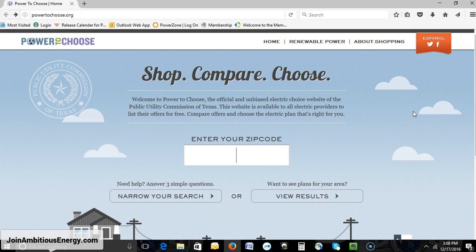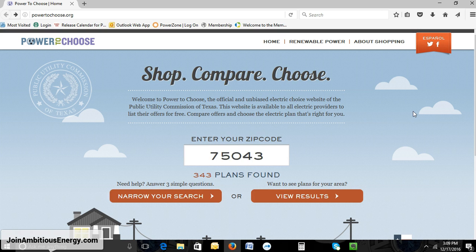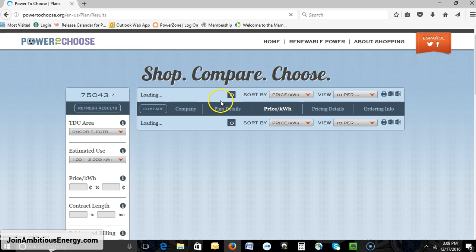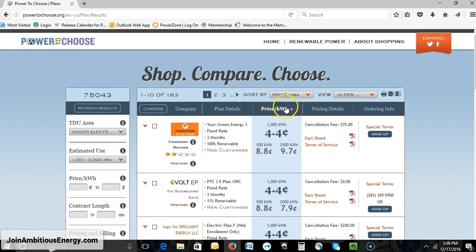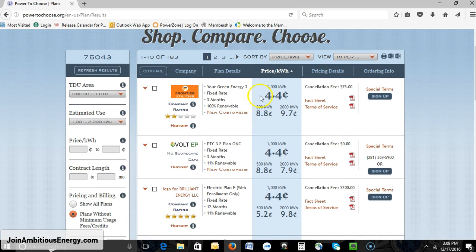So we're on powertochoose.org, and at first they just ask you what's your zip code, because they basically have to find what delivery territory you're in. And I'm going to use a North Texas zip code in the Encore delivery territory. And we're just going to do view results. So what loads here, the default setting is to load the cheapest price.